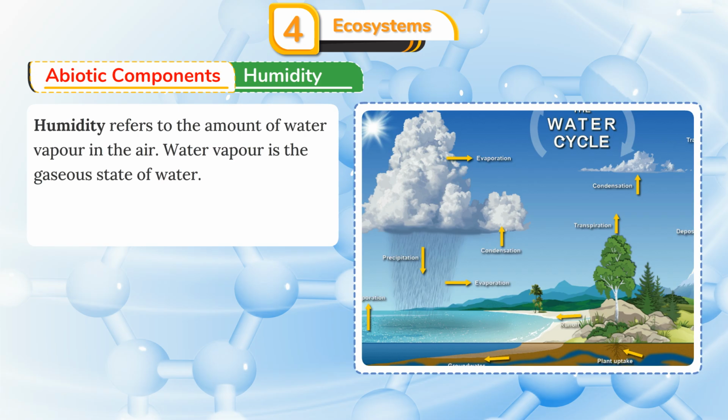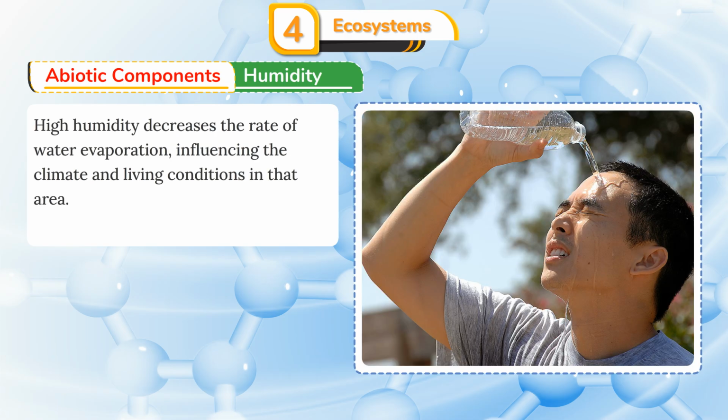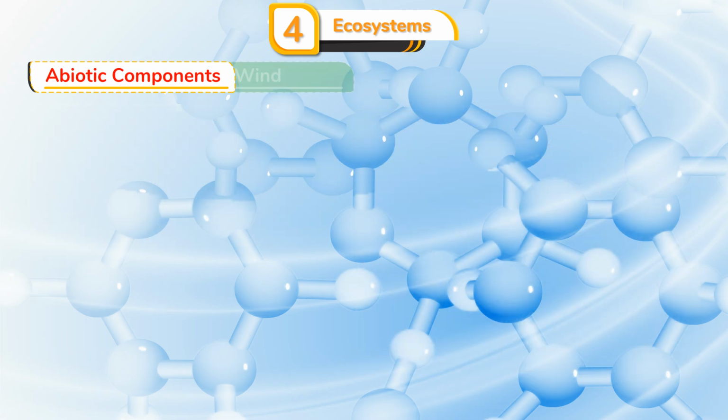Humidity. Humidity refers to the amount of water vapor in the air. Water vapor is the gaseous state of water. Humidity is influenced by factors such as wind and rainfall and directly affects the temperature of an area. High humidity decreases the rate of water evaporation, influencing the climate and living conditions in that area.